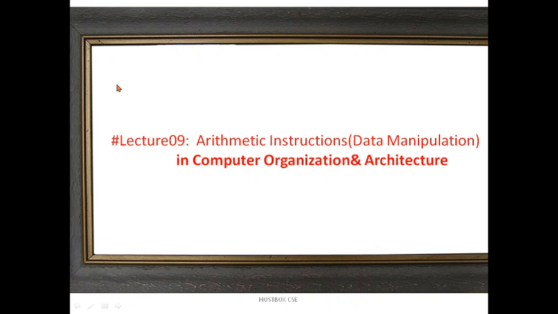Today the topic we are going to see is data manipulation. Under data manipulation we are going to discuss only the arithmetic instructions in computer organization and architecture. These are similar to the 8085 microprocessor also.